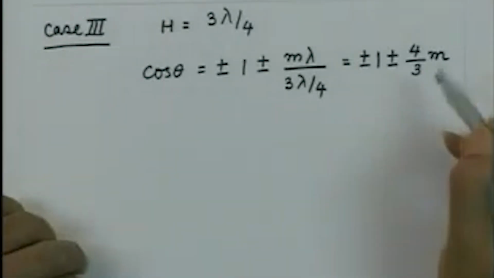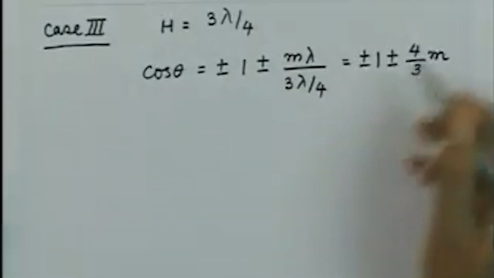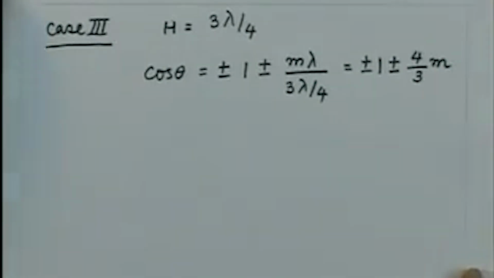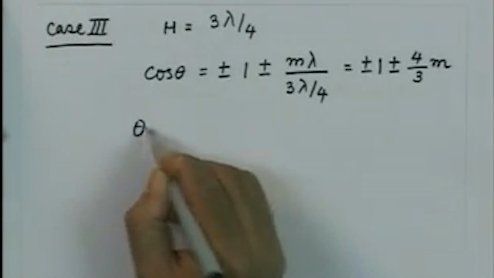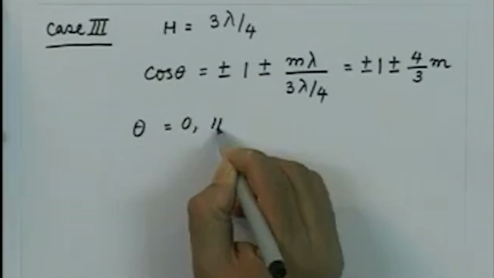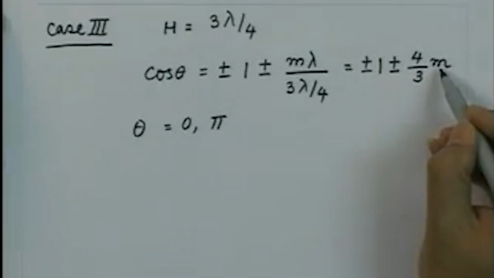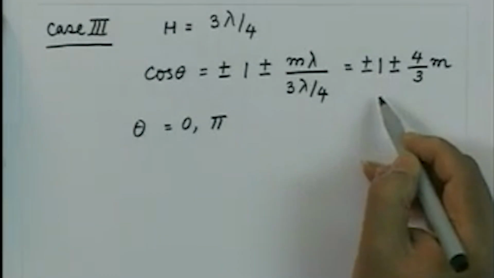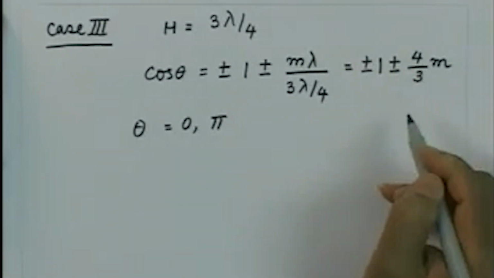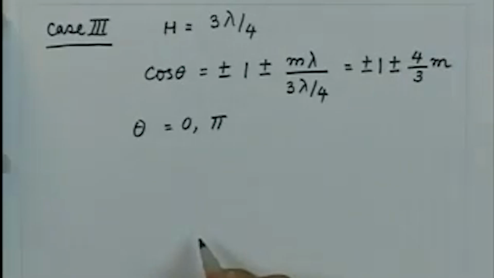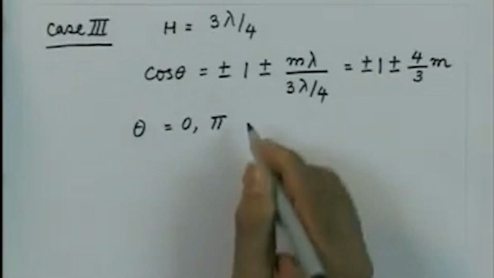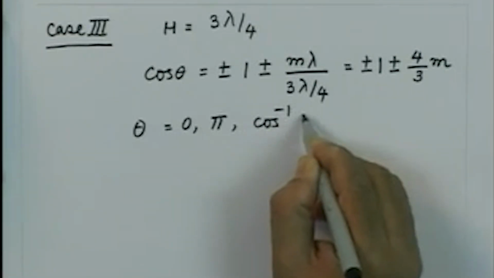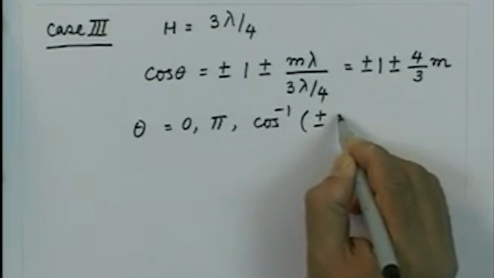So there will be nulls corresponding to m equal to 0, which will be theta equal to 0 and theta equal to pi, and there will be nulls corresponding to m equal to 1 also. If I take m equal to 1, I take the sign appropriately. If I take plus 1 sign here, I have to take minus 4 by 3, so this becomes minus 1 by 3. That corresponds to cos inverse of plus minus 1 by 3.